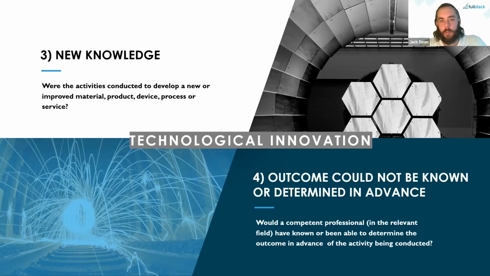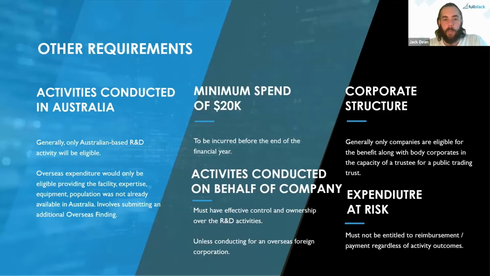And then equally as important as all the other ones, but this is one of the ones that I focus on most, is that the outcome could not have been known or determined in advance. So would a competent professional have been able to develop what you are proposing to develop without conducting a systematic progression of work, aka core R&D activity? Where you're potentially using third-party tools and technologies purely in the way that they're intended to be used, even though you might be developing a new product, process or service, it might not meet the technical uncertainty that's required. And I'll go into that in a bit more detail.